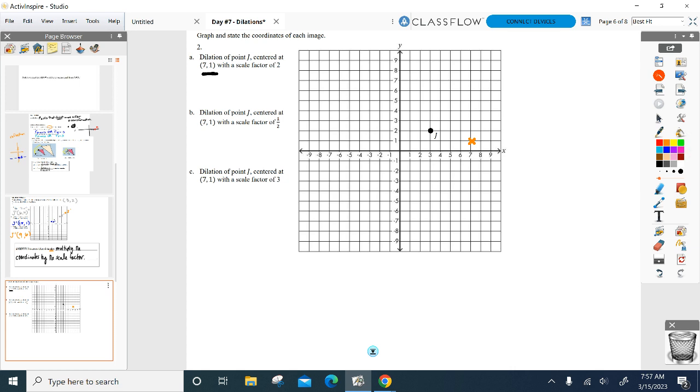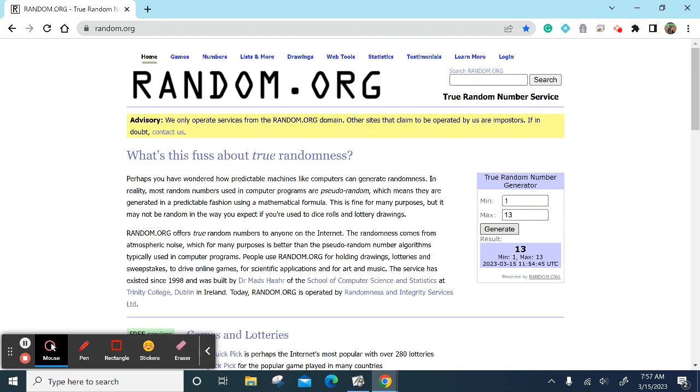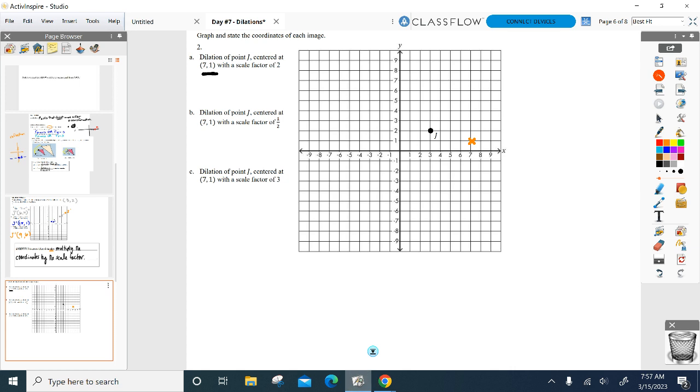All right, so let's dilate J by 2. Is J going to get closer or further away from 7, 1? Further away. Use your slope. Ready? I go up 1 over 1, 2, 3, 4 to get to J. Double it. Up 1 over 1, 2, 3. There's J prime. I can't multiply by 2. That's only around the origin that works. So J prime, -1, +3.